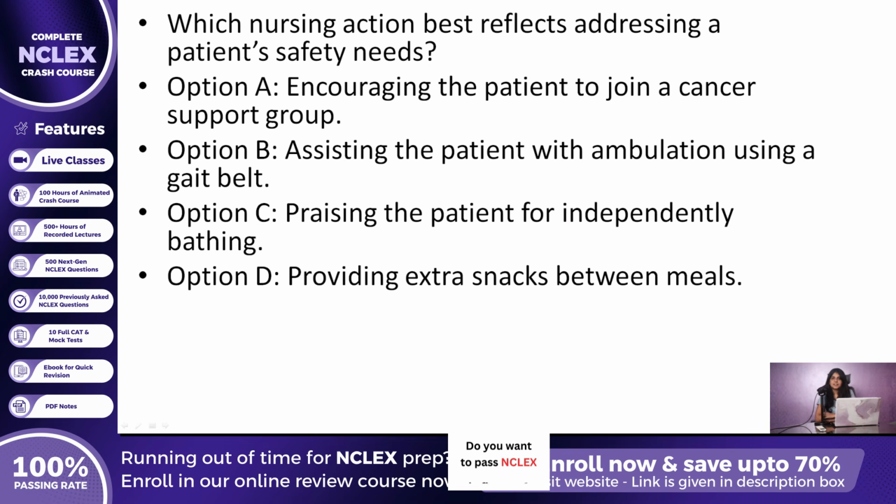The correct answer is option B, assisting with ambulation using a gait belt. This prevents falls and ensures physical safety. Joining a support group is love and belonging, praising is esteem, and snacks are physiological. So the key takeaway: safety comes immediately after basic survival.